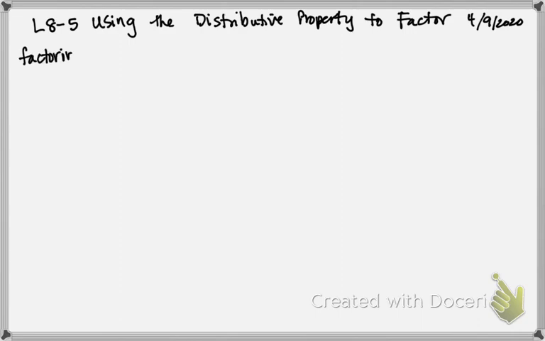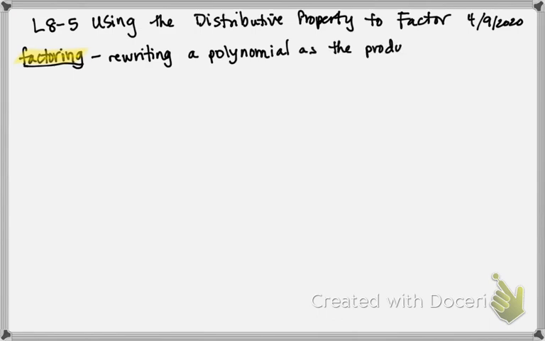First one is the word factoring. So we've talked about factoring before, but it's been a while. So factoring is rewriting a polynomial, which could have anywhere between 2 or more terms, as the product, a multiplication problem, of its factors. Okay, and those are the 2 things that are being multiplied, okay?